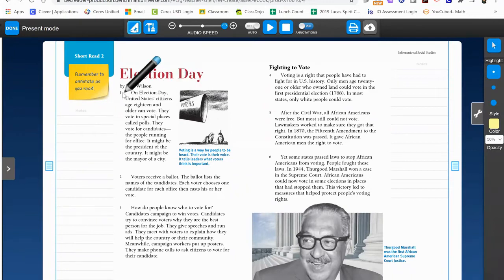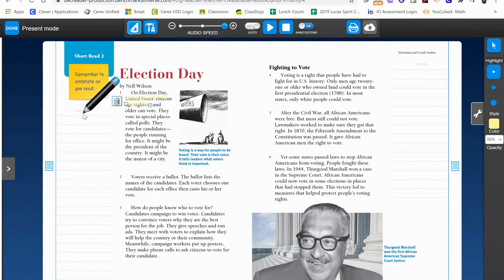On Election Day, United States citizens aged 18 and older can vote. They vote in special places called polls. They vote for candidates, the people running for office. It might be the president of the country, it might be the mayor of a city. So the very first sentence in paragraph 1 tells me who can vote. United States citizens who are age 18 or older are the people who can vote, okay?